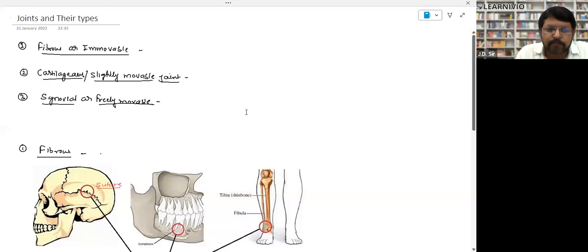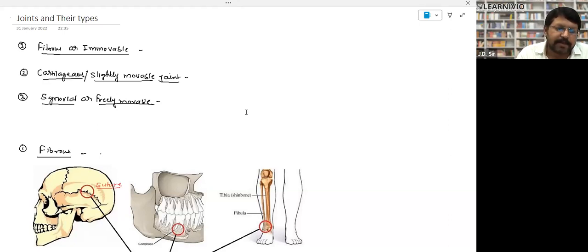Fibrous or immovable joints: there are particular joints where movement between them is not possible, right? Then the second kind are cartilaginous joints. There is a very slight movement between the joints, right? Very slight, and the movements are not remarkable. You cannot see that. And then the third type has free movement between the joints.